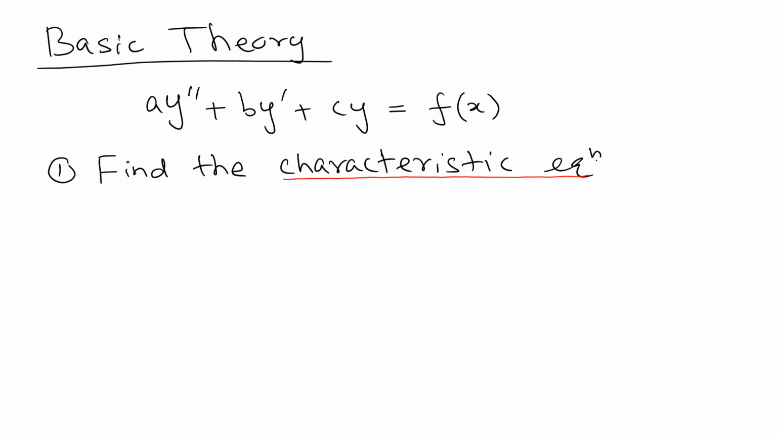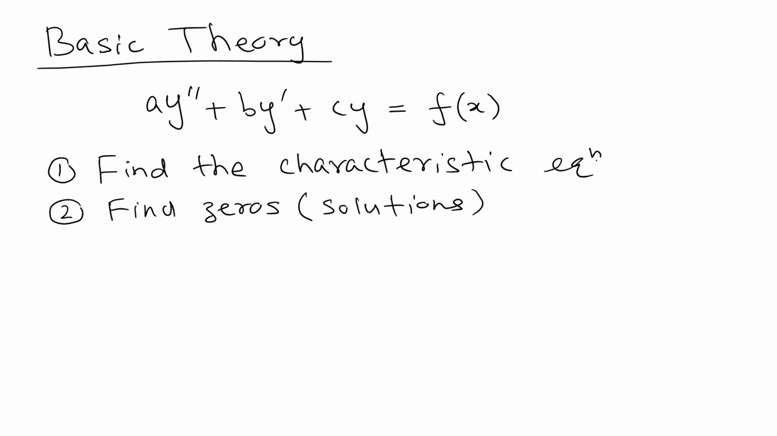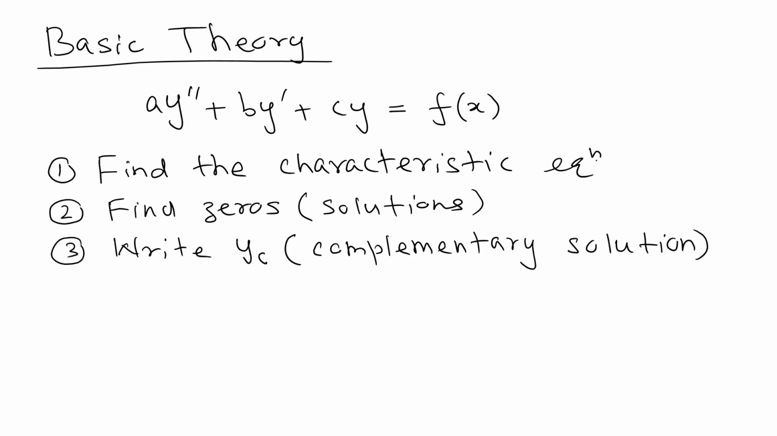What happens is the derivatives become lambda powers. It will be clear when you look at problems. The second step is we try to find the zeros of the characteristic equation. After you find the zeros, the next step is we can write the YC. YC means the complementary solution, the solution of the homogeneous equation. We set the left hand side equal to 0 and find the solution of that. We normally call that solution YC, the complementary solution.